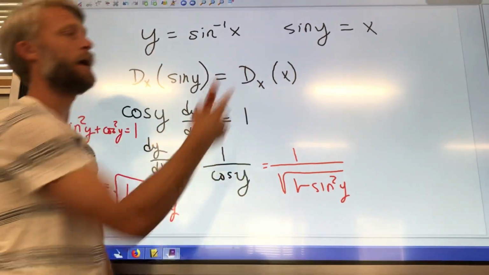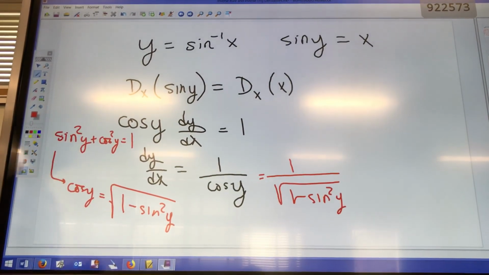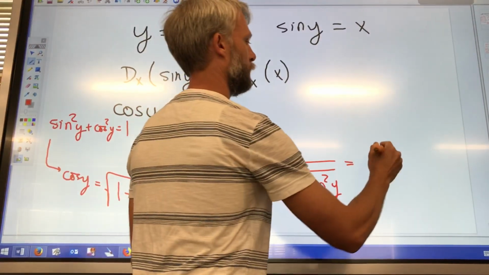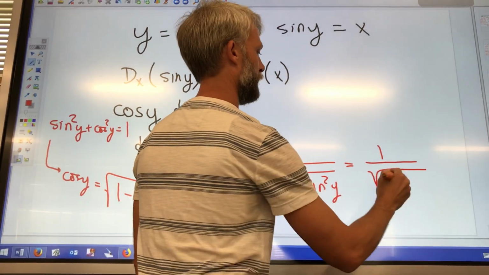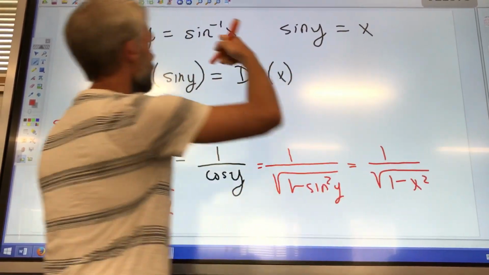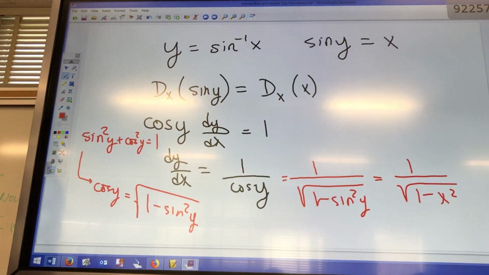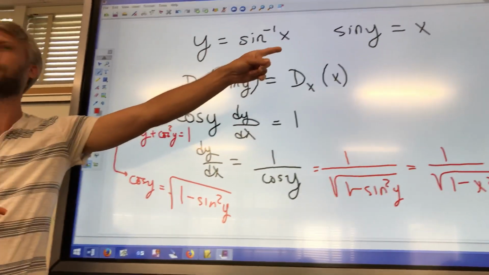And what is sine of y? X. So I can just replace the sine of y with x. And we get that the derivative of the inverse sine is 1 over the square root of 1 minus x squared. What's another way we could have gotten cosine y?